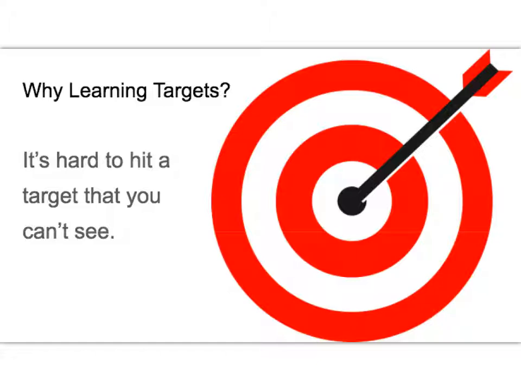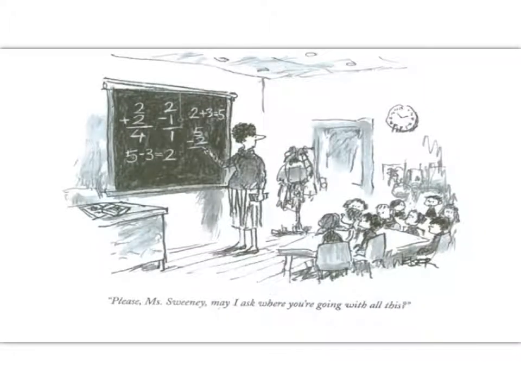Why is it so important to have learning targets? It's pretty simple. It's pretty hard to hit a target that you can't see. If we want students to learn specific things, we need to direct them toward those things. Students are going to be much more successful in their learning if they know where they're heading and why.